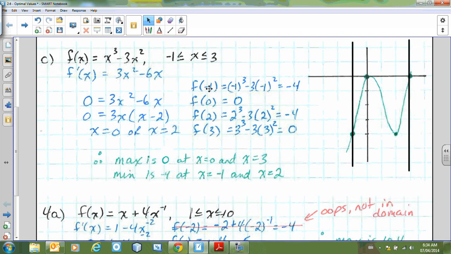To determine whether something's a maximum or minimum, we have to determine what the y value is. So we'll solve for each of those y values. We can see from the diagram, as well as from the points here, that we have 0 as our maximum and -4 as our minimum, and we can just state that outright.